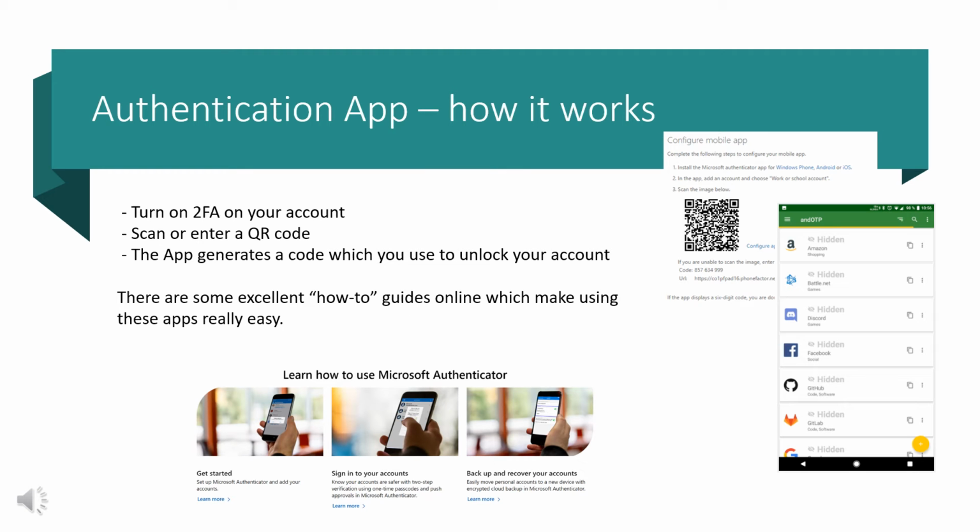Most authentication apps work the same way. After turning on 2FA on your account, you can scan or enter a QR code to tie that account to your app. Every time you log in, your app will automatically generate a code which you'll need to enter to unlock your account. There are some excellent how-to guides online which make using these apps really easy.